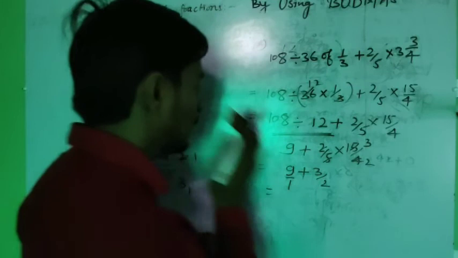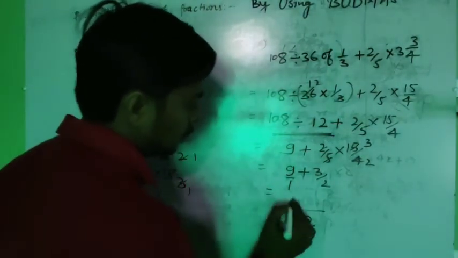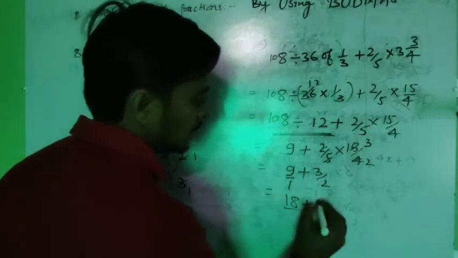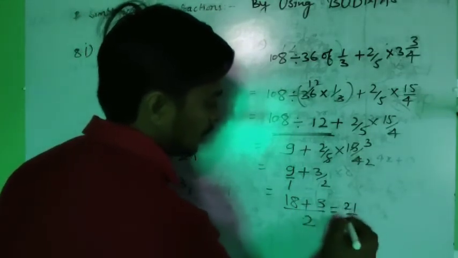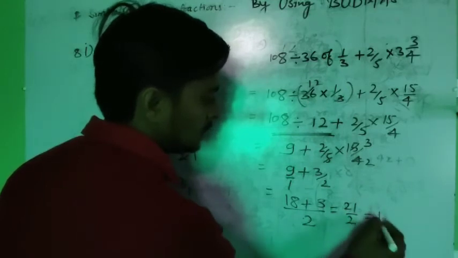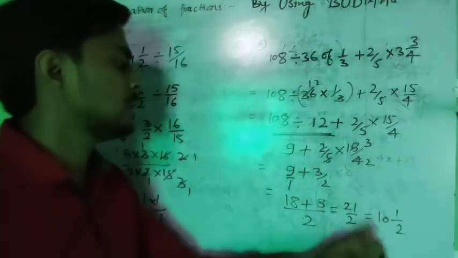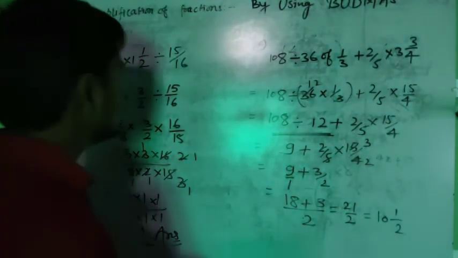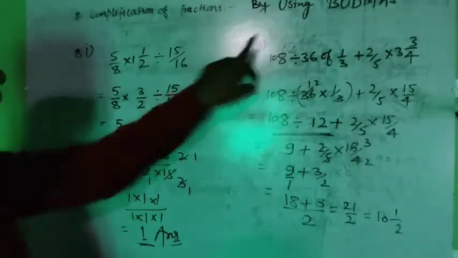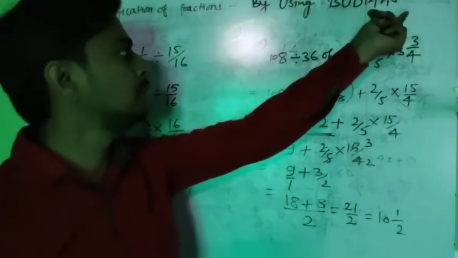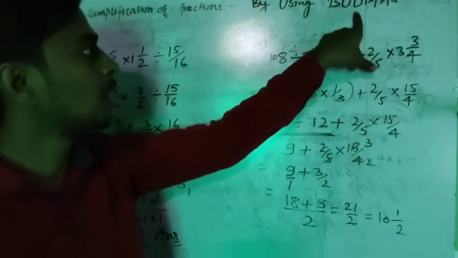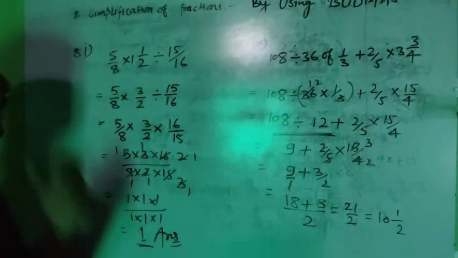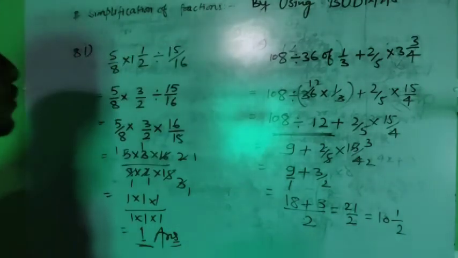Now take the LCM. LCM will be 2. 1 twos are 2, 9 twos are 18, plus 3 ones are 3. This is 21/2. You can change it into a mixed fraction: 2 tens are 20, 1/2. So this is the solution. So this is the method. Be careful and use this. First bracket, then of, then division, multiplication, addition and subtraction. So this is the simplification of fractions by using BODMAS rule.